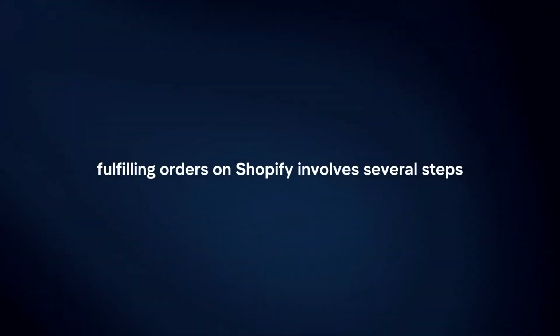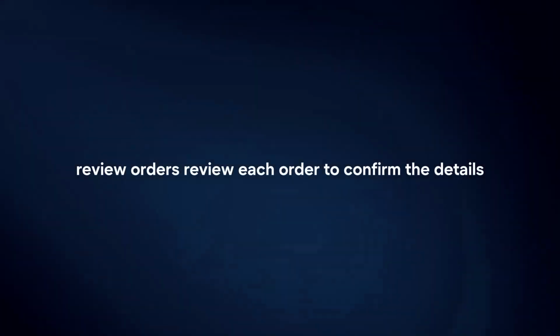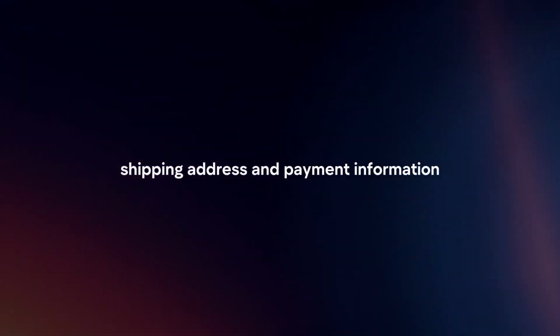Fulfilling orders on Shopify involves several steps to ensure a smooth and efficient process for delivering products to your customers. Here's how to do it. Access orders. Log into your Shopify admin dashboard and navigate to the Orders section to view all incoming orders. Review orders. Review each order to confirm the details, including products purchased, shipping address, and payment information.